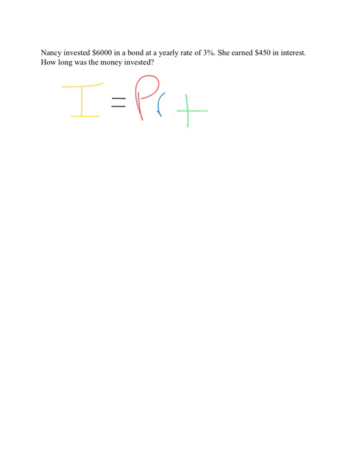Now because we're trying to find out how long the money was invested, we're looking to solve for T in our equation I equals PRT. In order to solve for T, we have to identify what I, the interest is, what P, the principal amount is, and what R, the rate is.